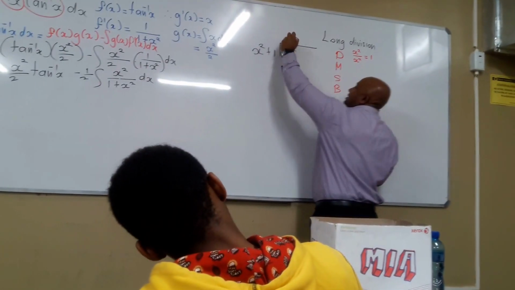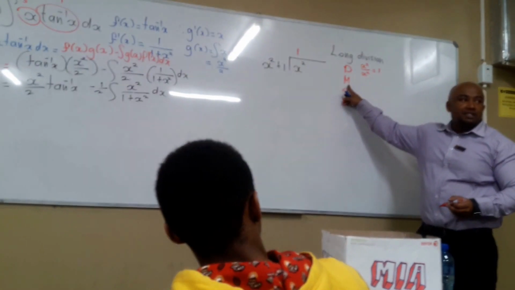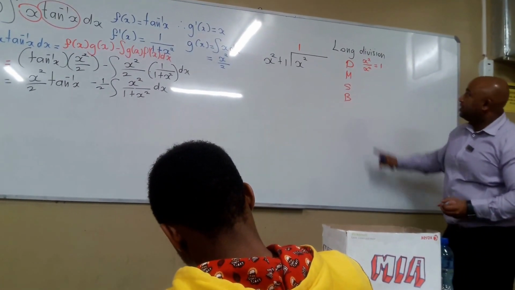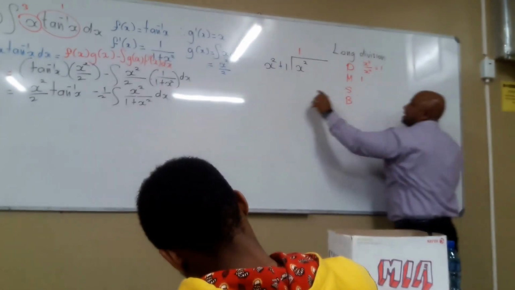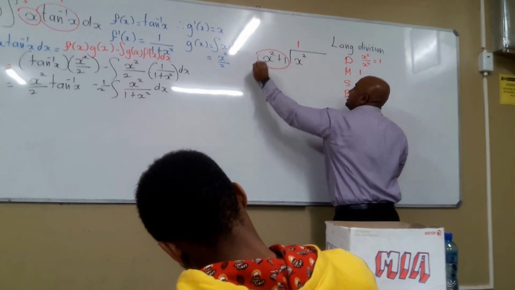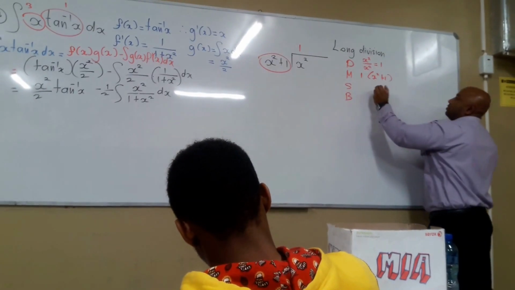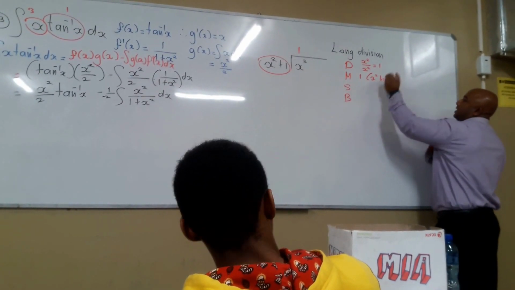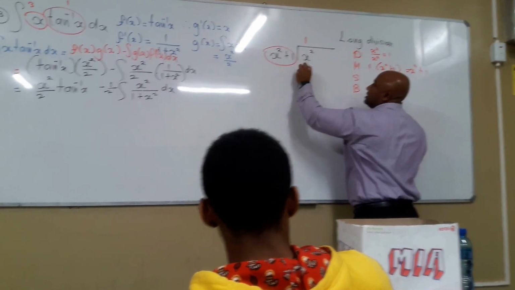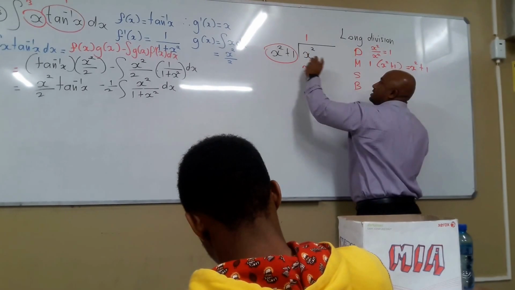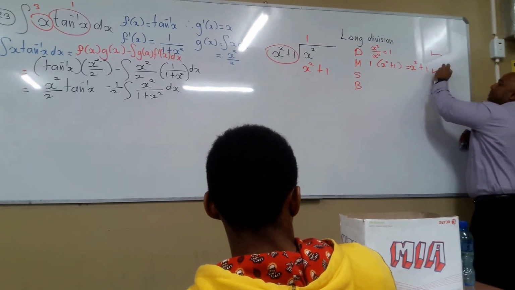You write the result directly above. The next step is to multiply. What do you multiply? You multiply the result, which is the 1, times everything here. So it's going to be 1 times x squared plus 1, which is x squared plus 1. So it's 1 times x squared, which is x squared, 1 times plus 1, which is 1. So we divided, we multiplied.